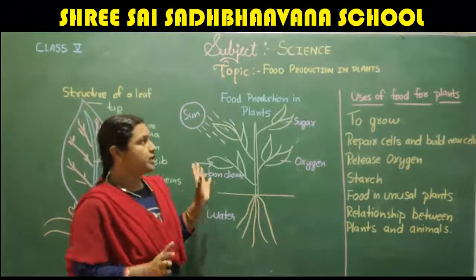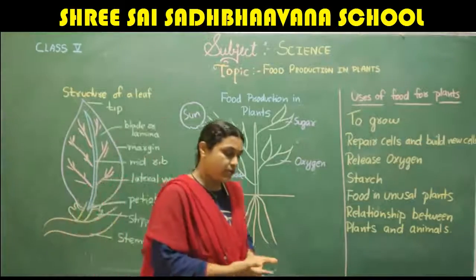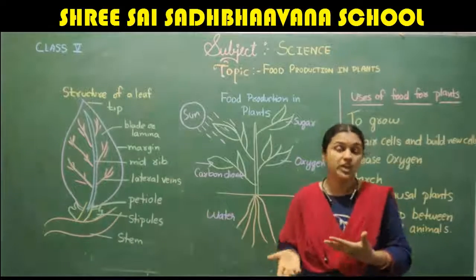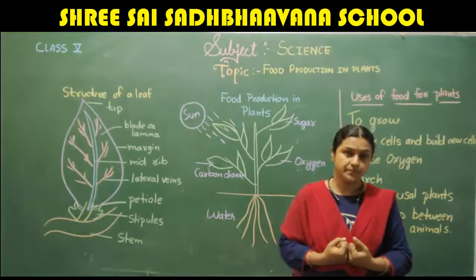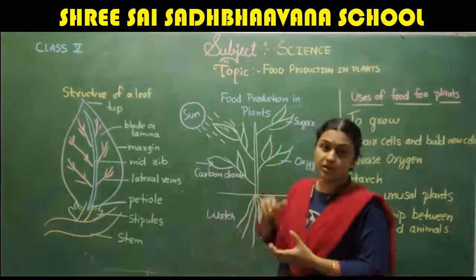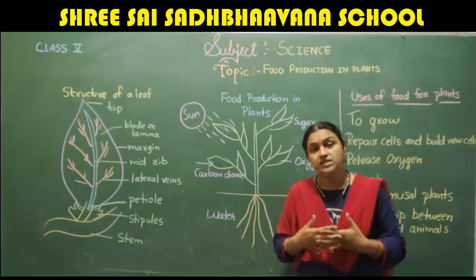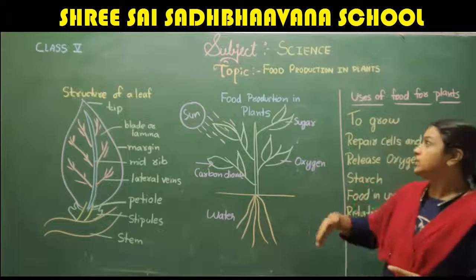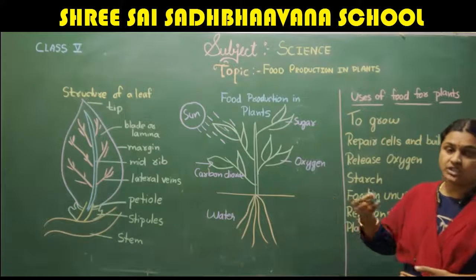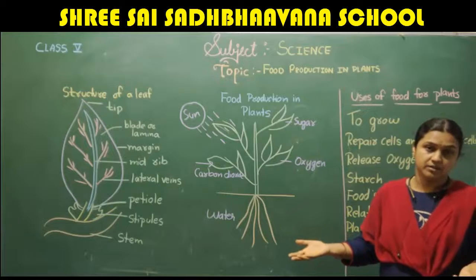So this is how the food is produced in the plants. Now, we all know that we need food. The human beings and the animals, we need food for energy. Why do you think the plants would require the food? The plants require food for growing. We all know it is from a seed, the plant is grown and then it becomes a tree.